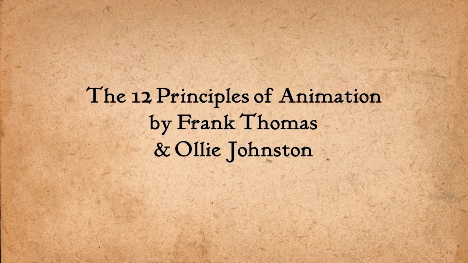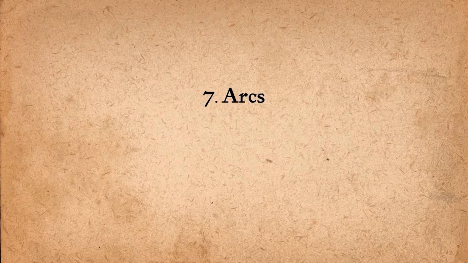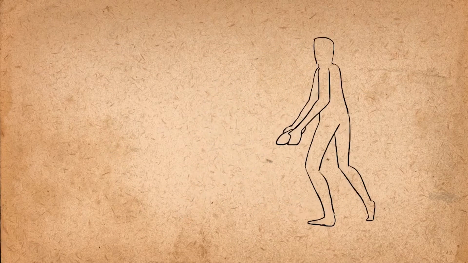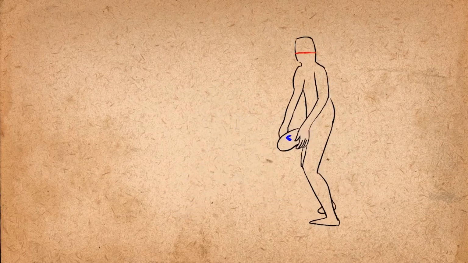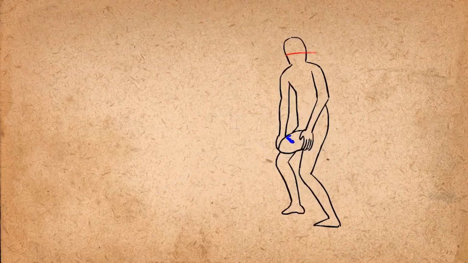Alright, the 7th principle of animation is called arcs. So very few organisms are capable of movements that have a mechanical in and out or up and down precision. Most living creatures will move in a circular path, otherwise known as an arc.